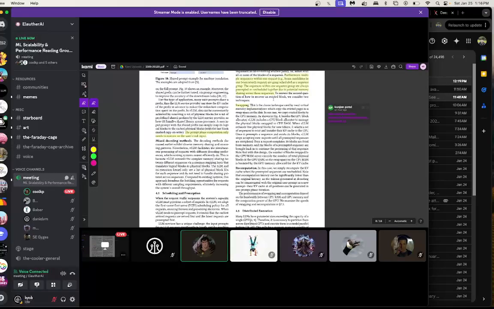Swapping. To answer the second question of how to recover an evicted block, we consider two techniques. Swapping is the classic technique used by most virtual memory implementations. Copy the evicted pages to a swap space on the disk. So in classical process memory implementation, that is a disk. That's your backup.